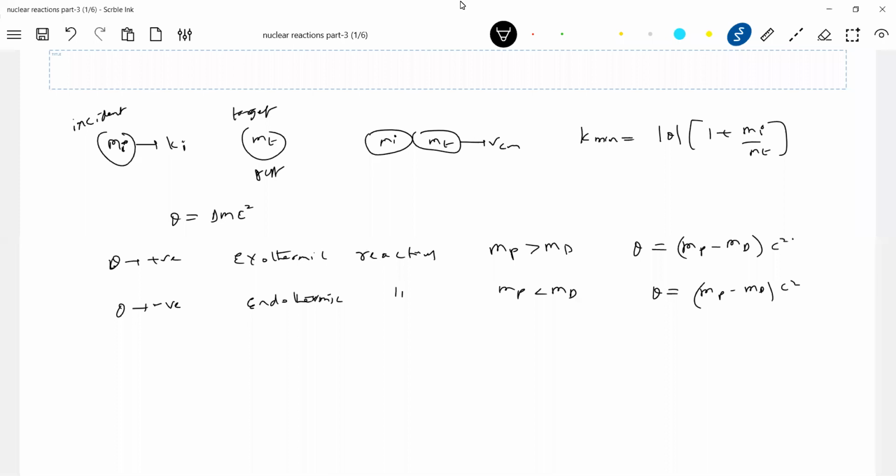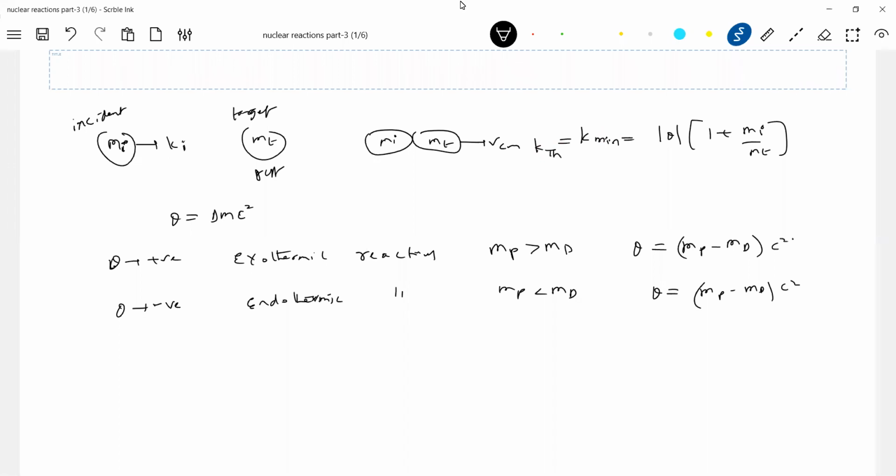So next, if you supply Q, who will supply that? Some particle like a neutron, proton, or alpha particle. These are what we usually prefer. So what minimum kinetic energy should that particular incident particle possess? That formula is given by this one. And this is called the minimum, in some books the threshold kinetic energy, KTH.